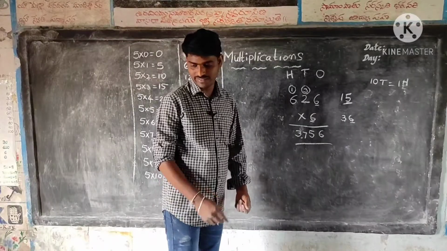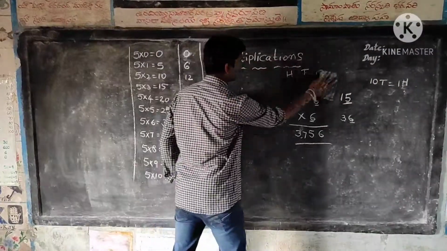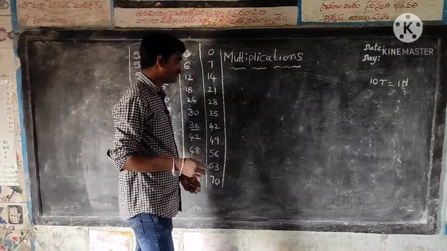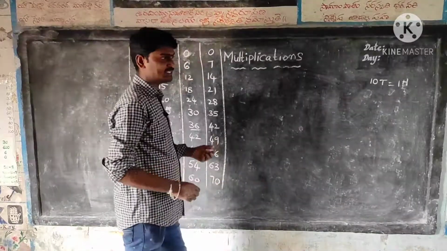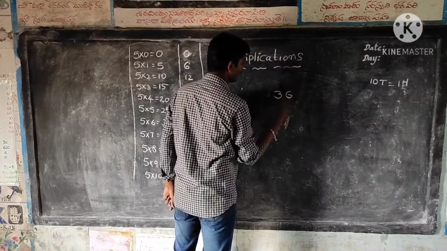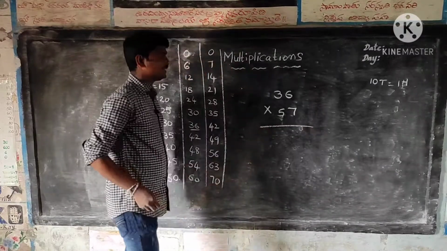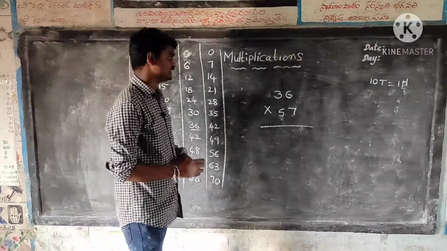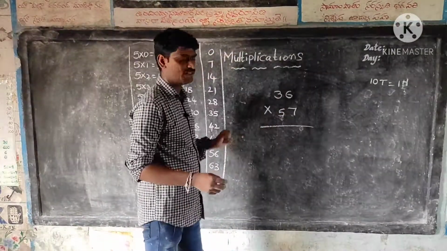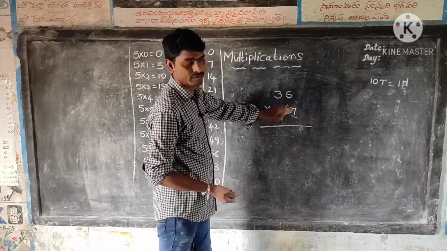Okay beta? Right. I will give some more examples. How to do multiplications with 2-digit numbers. 36 into 57. It's a very simple way. First you do this multiplication with the ones place digit, okay children, with the number 7.